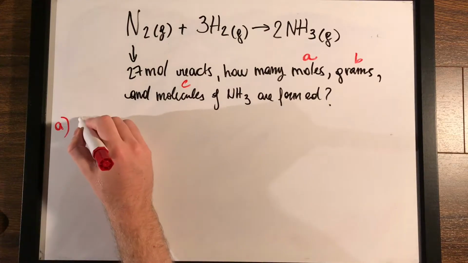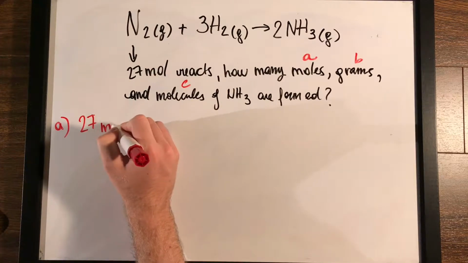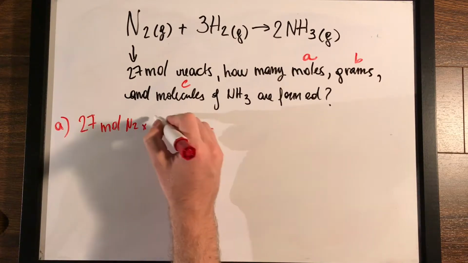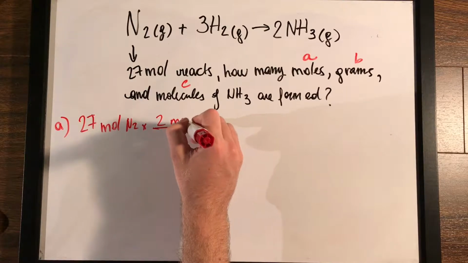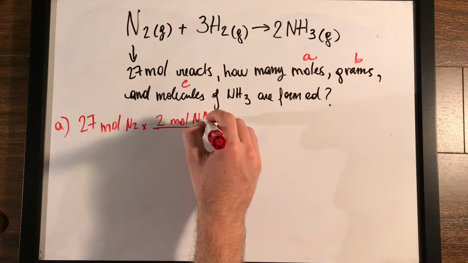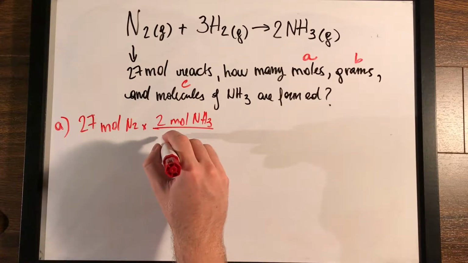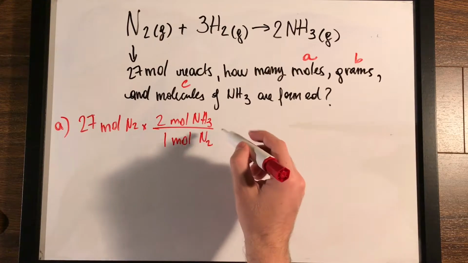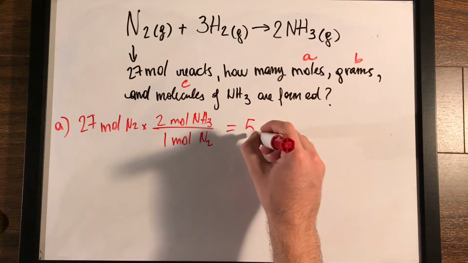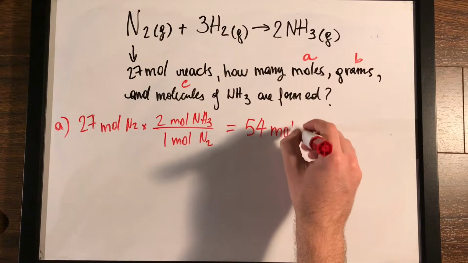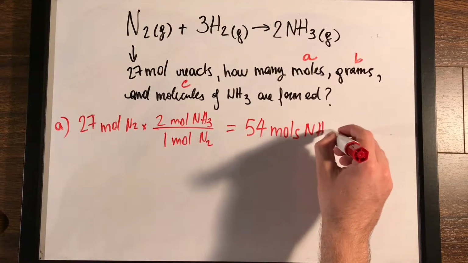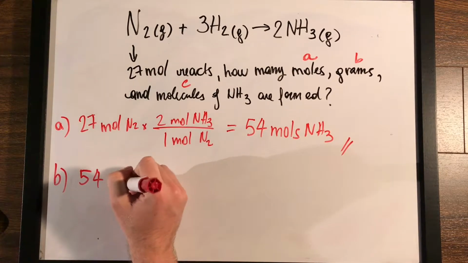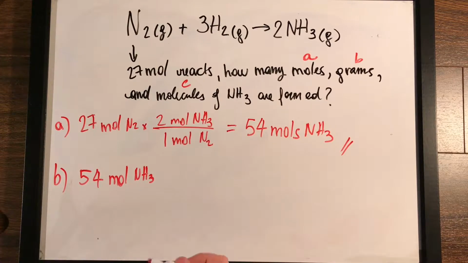The best way to approach this question is through dimensional analysis. So we know from the equation that for each mole of nitrogen, 2 moles of ammonia are formed. So there you have a conversion factor. So what you're going to do is multiply the amount of nitrogen, which is 27 moles, by the conversion factor, which is for every 1 mole of nitrogen, 2 moles of NH3 are formed. And with this, we find out that 54 moles of ammonia are formed. Isn't that amazing?